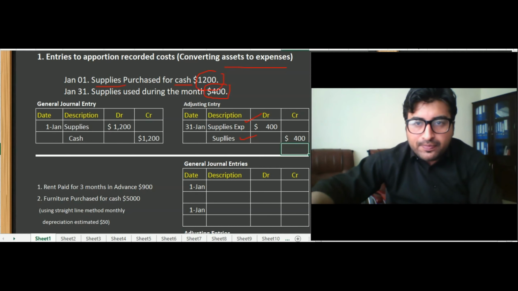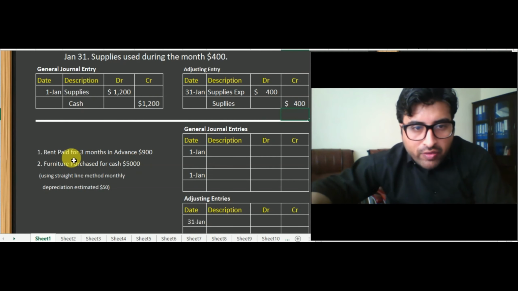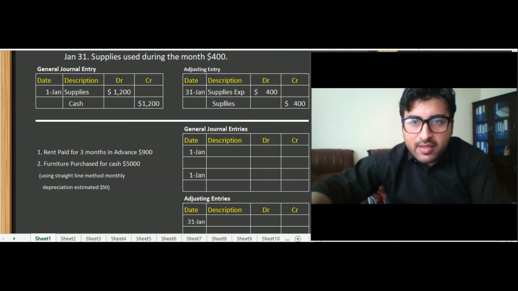For example here, rent paid for 3 months in advance. Okay, you have a business and you have paid rent. How much? $900, but in advance, right? For how much time? 3 months.